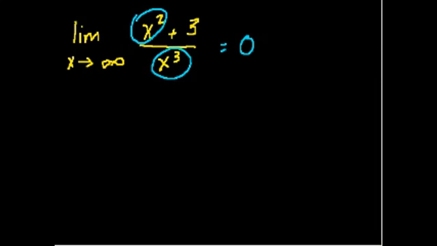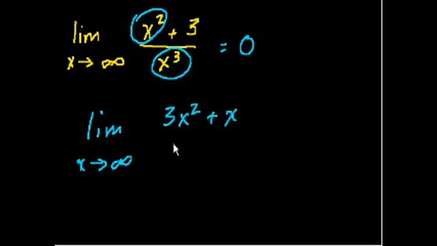I'll do this fast so I can confuse you. The limit as x approaches infinity of, let's say, 3x squared plus x over 4x squared minus 5. These problems kind of look confusing sometimes, but they're really easy. You just have to think of what happens as you get really large values of x.